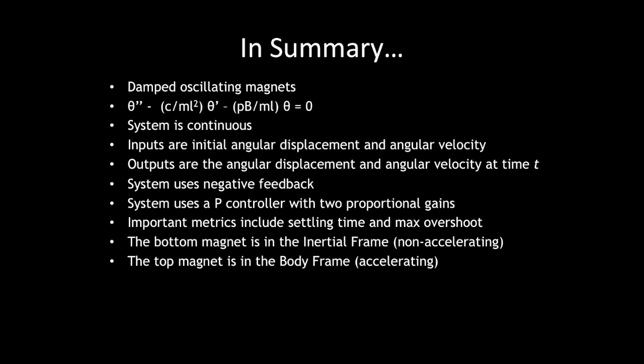The inputs of our system are the initial angular displacement and angular velocities of the top magnet, while the outputs are the angular displacement and angular velocity at time t of the same magnet. Our system uses negative feedback. Our system uses a P controller with two proportional gains. Important metrics include settling time and max overshoot. The bottom magnet is the inertial frame, while the top magnet is the body frame.